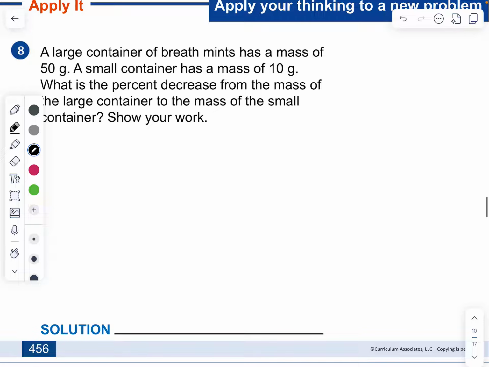Number 8. A large container of breath mints has a mass of 50 grams. A small container has a mass of 10 grams. What is the percent decrease from the mass of the large container to the mass of the small container? So we're going from 50 to 10. And we're comparing it from the large, so we're going to divide it by 50. And then we will multiply by 100.